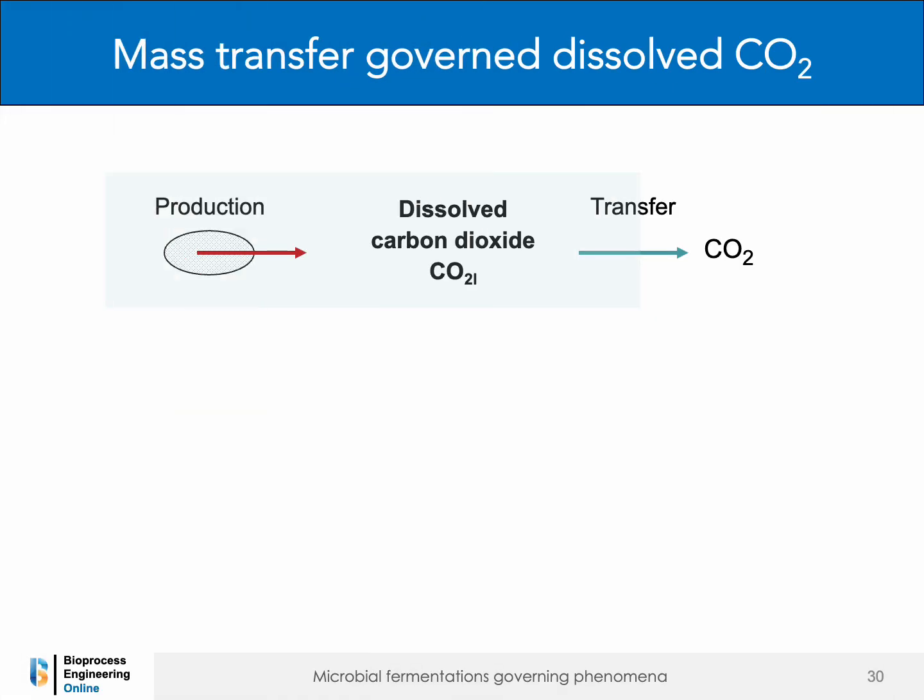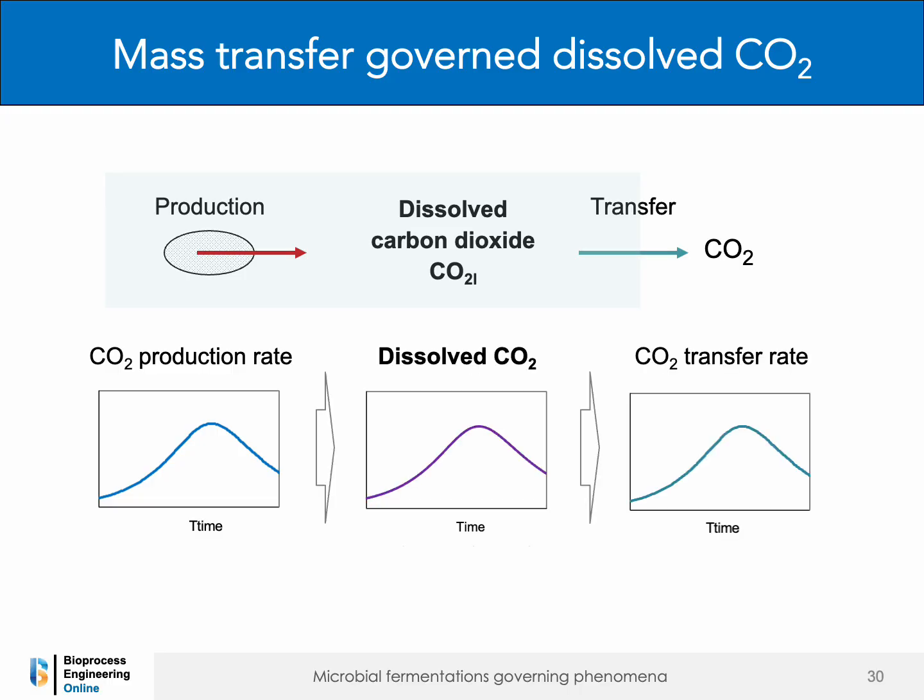In a similar manner, the dissolved carbon dioxide concentration is determined by the balance between two consecutive processes: CO2 production by cells and CO2 transfer from the liquid phase to the air. During a batch fermentation, the cellular CO2 production rate increases during the rapid growth phase, often reaches a maximum, and subsequently declines as growth slows and metabolic activity decreases. As a result, the dissolved CO2 concentration rises during the rapid growth phase, peaks when CO2 production is at its maximum, and then gradually declines.